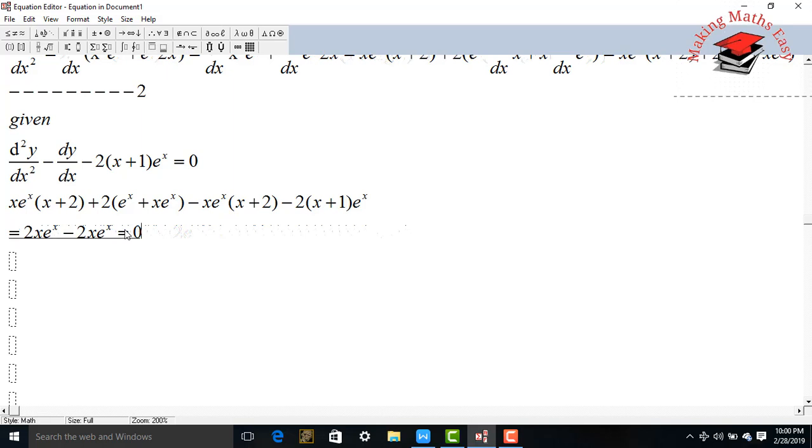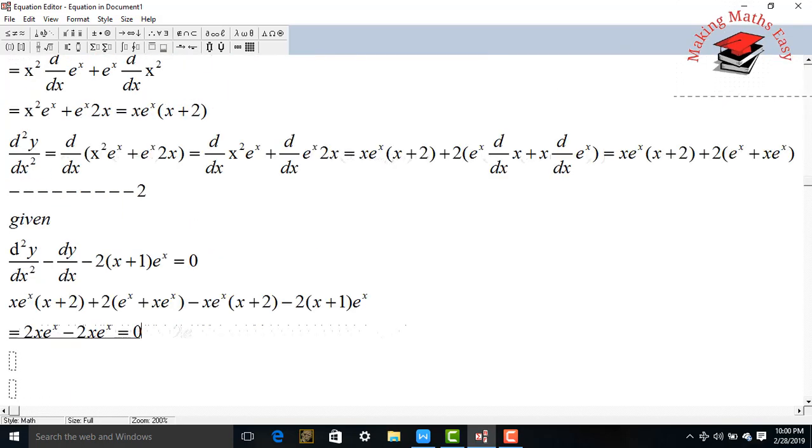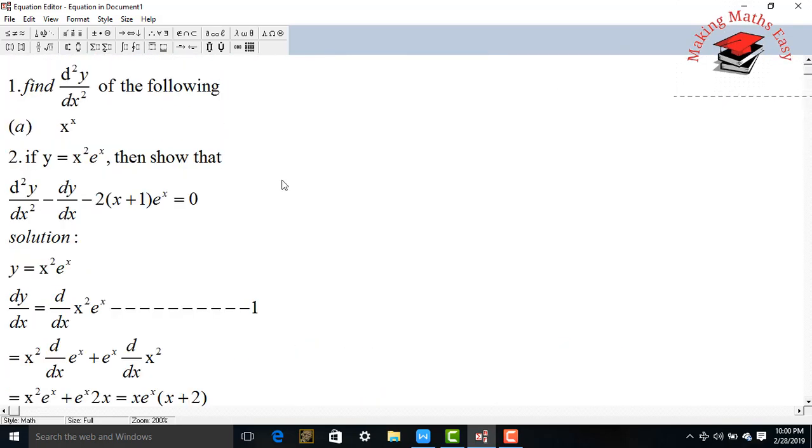So hence we have proved that the given expression d square y upon dx square minus dy by dx minus 2 into x plus 1 into e raised to x is equal to 0. So hence we have proved the corresponding function. Always try to do the sums in a step by step manner, because each and every step carries marks.